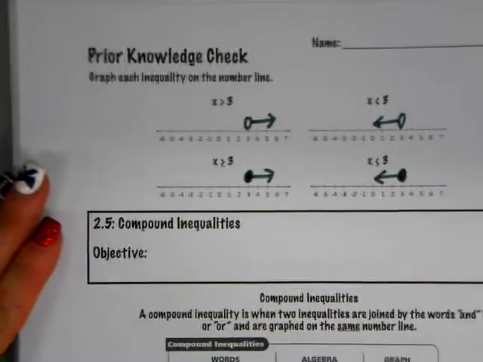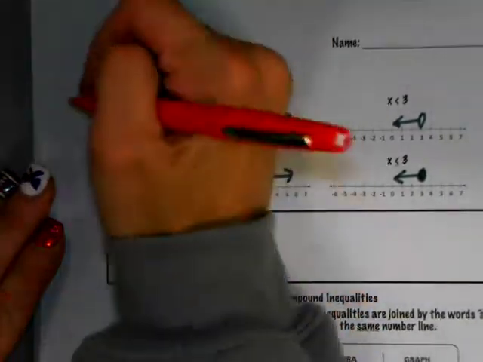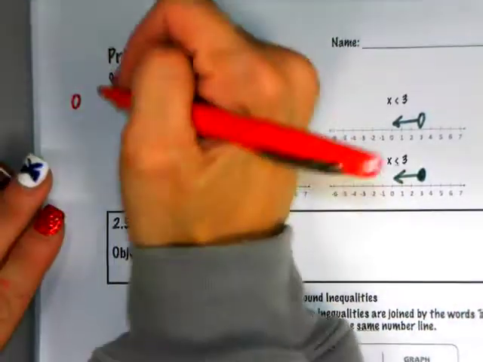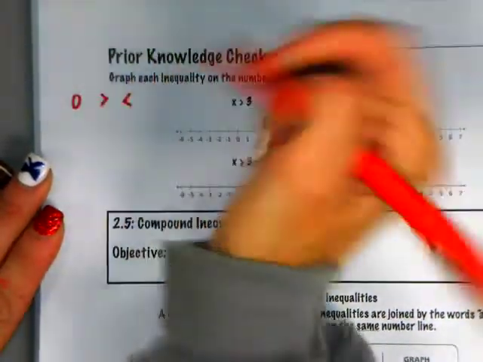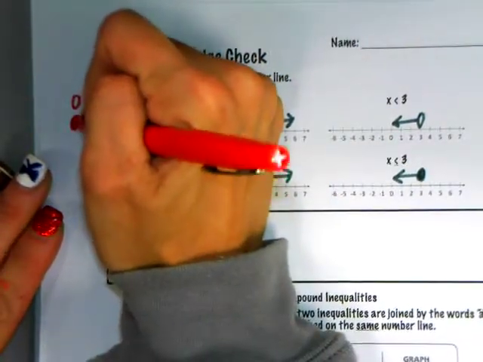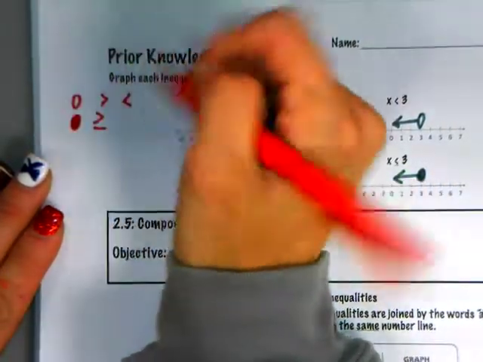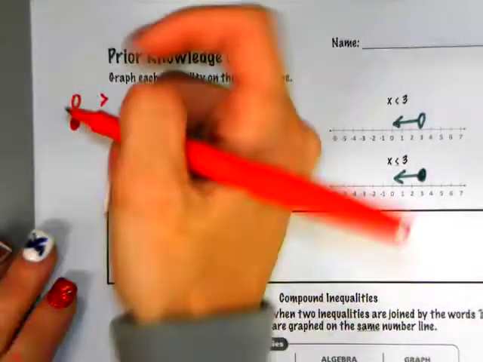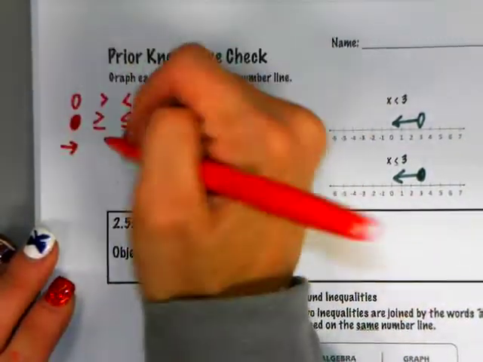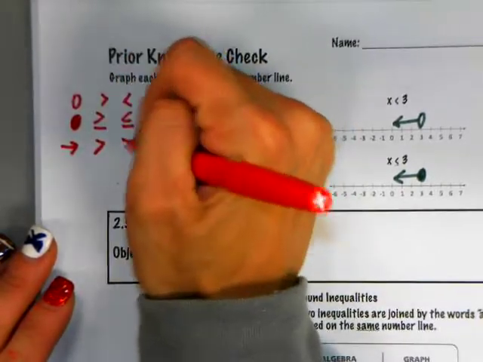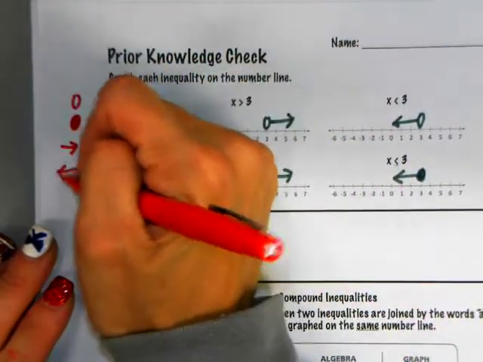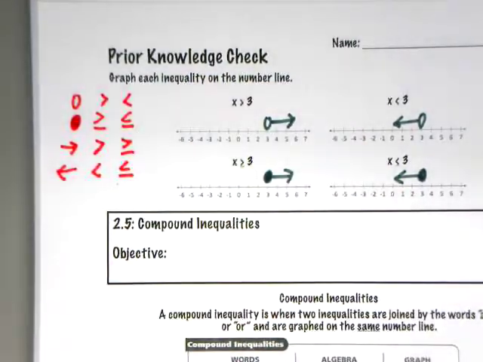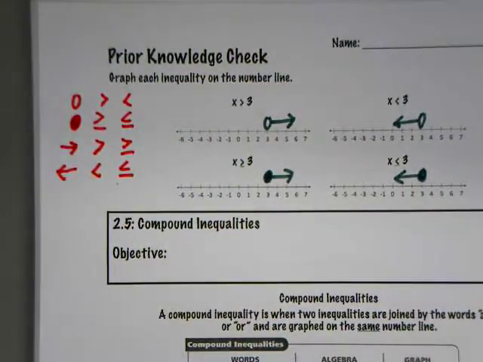So you're going to use an open dot anytime you don't have the equal to line, so if it's greater than or if it's less than. A closed dot if it has the equal to line. Then you're going to use an arrow going to the right if it's anything having to do with greater than, and an arrow going to the left if it's anything having to do with less than. Okay? Make sense? Okay.